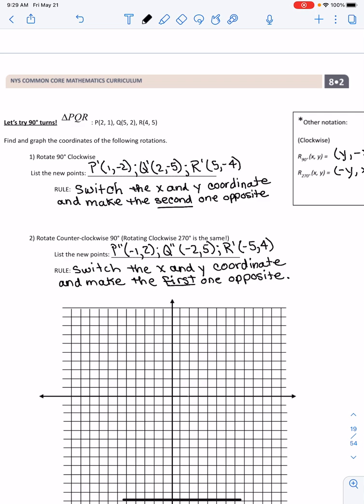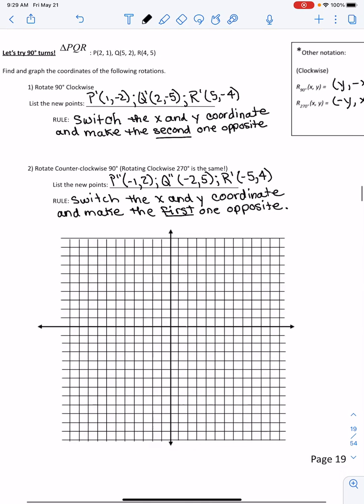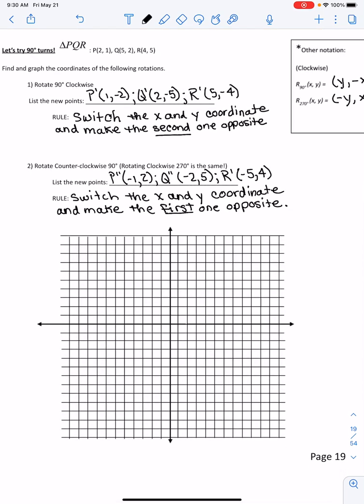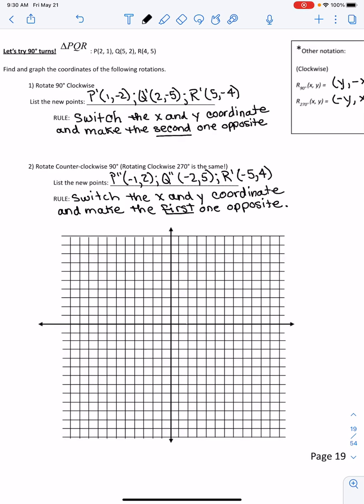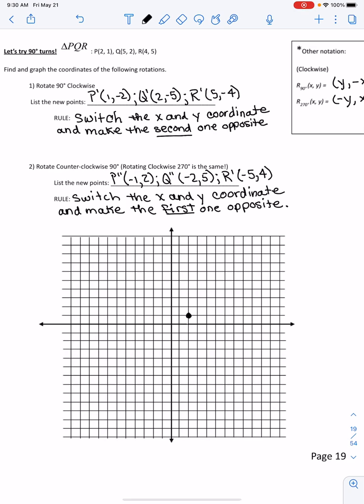So now let's graph all of these. Let's graph our original first. I'll graph that in black. So we have 2, 1. So here's P. Q is 5 and 2. R is 4 and 5. So now when I draw that, here's what that looks like.